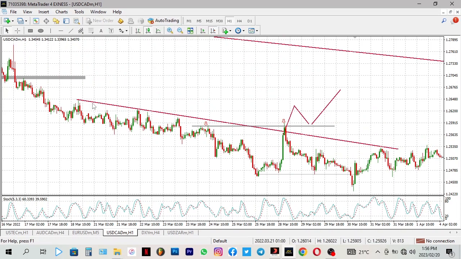We see that we have our first touch here, second touch here, third touch here. Overall, we can see that the market was respecting this trend line. Then we also have what? We also have a resistant area over here. We also have a resistant area over here. So remember, we're not only trading depending on the trend line, but also depending on these zones.